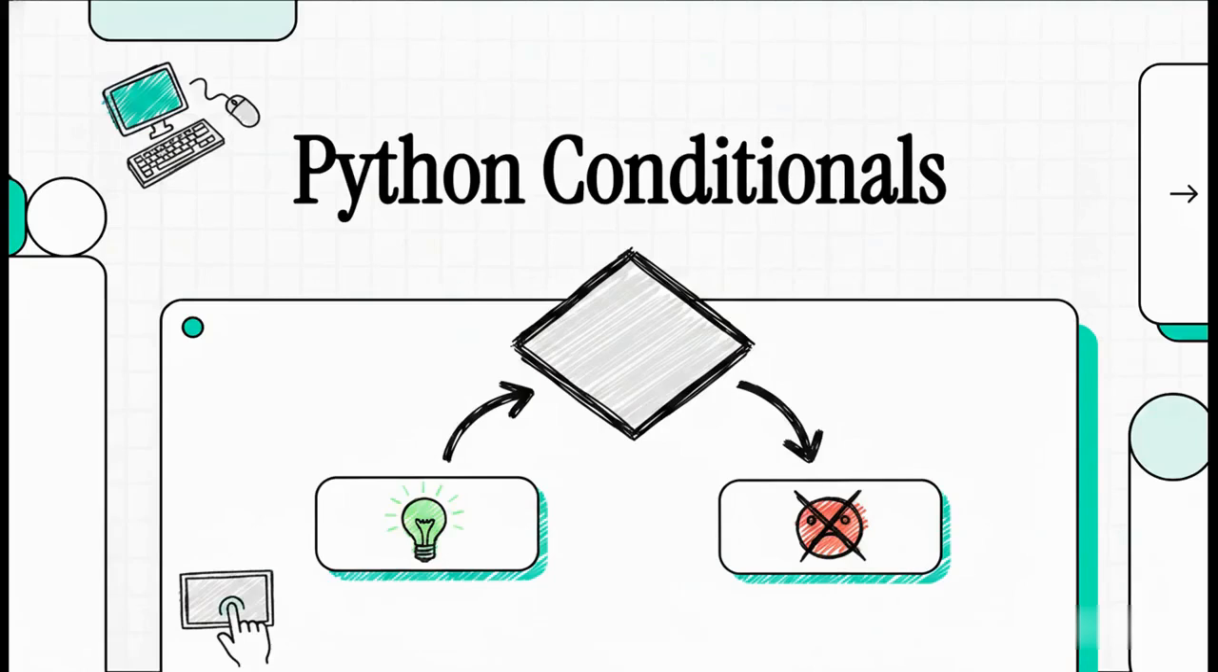Welcome to this explainer. Today we're going to completely demystify how you give your Python programs the power to make decisions. If you've ever wondered how a piece of software knows exactly what to do next based on what a user types in, well, you're in exactly the right place. We are starting from absolute scratch to teach you everything you need to know about Python conditional statements. Let's get right into it.